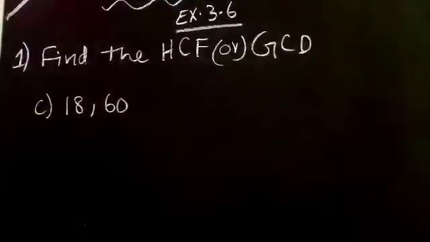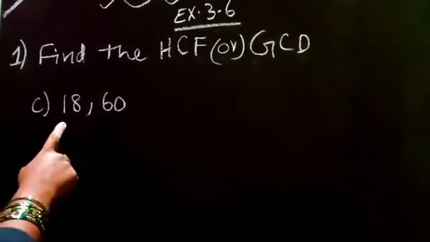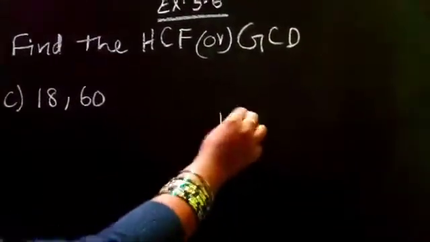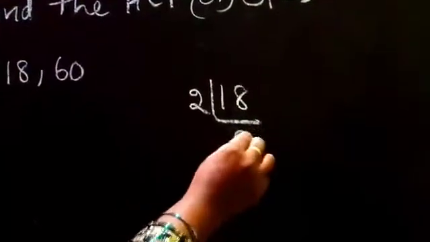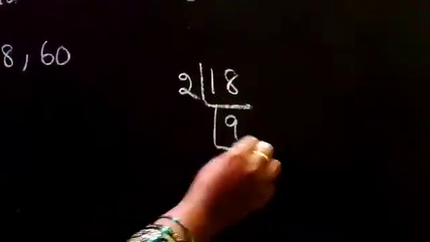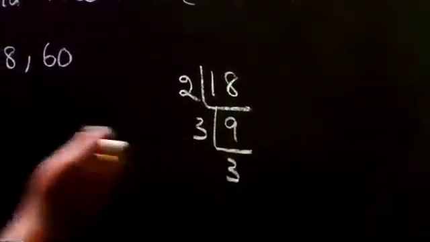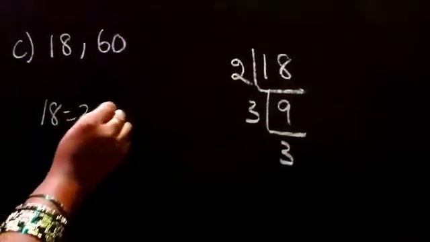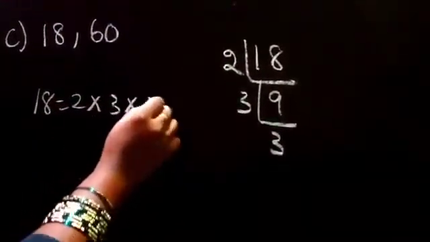The question is your homework. C1, I will do: 18 and 60. So 18, second table, 9 times. 9 2s are 18, 3 3s are 9. So 18 can be written as 2 into 3 into 3.